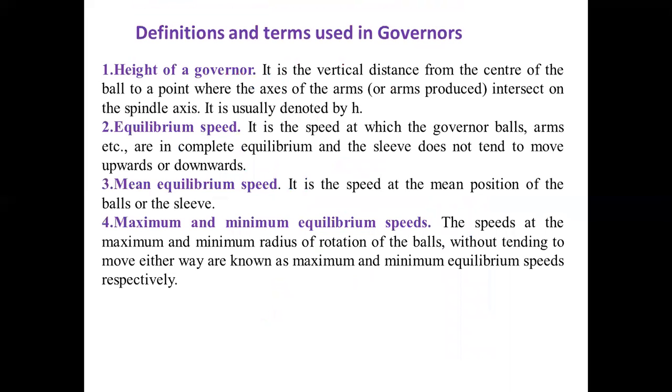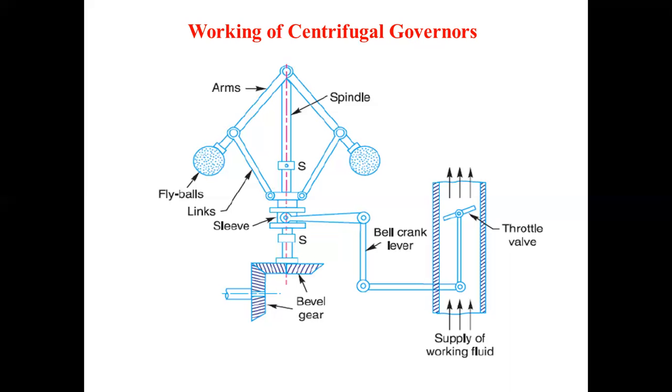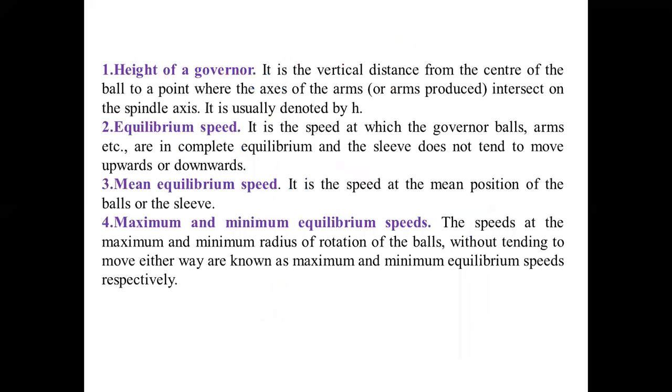Next, some important definitions and terms used in the governor. First is the height of the governor. What is the height of the governor? That is very important. In this figure, the height of the governor is the vertical distance from the center of the ball to the pivot point on the spindle where the axes of the upper arms meet. It is measured parallel to the axis of the spindle.